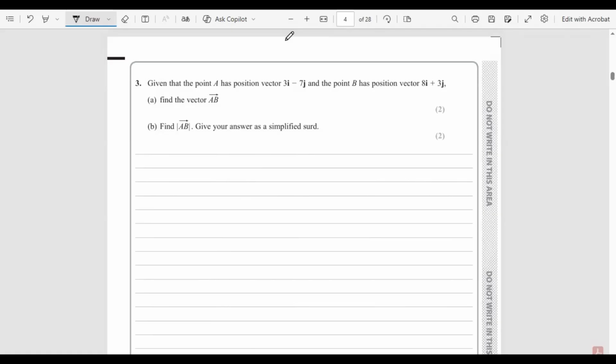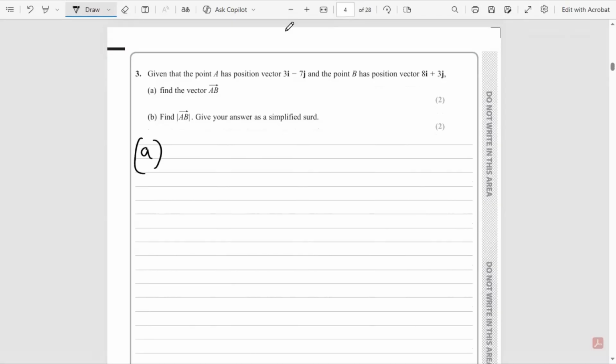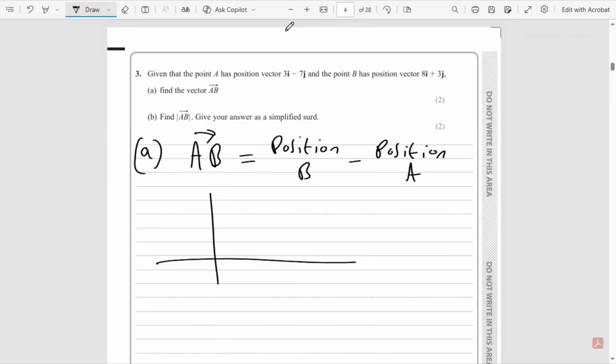Now, when we calculate a vector from one point to another point, so in this case from A to B, what I like to say is that this vector is the position of the second point, so position of B minus position of A. And if you're not too sure why that is, I like to explain it like this. We've got the origin in the middle there. Let's just randomly put A here. Let's just say point A is there. And let's say point B is over there.